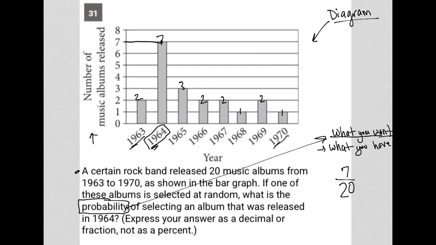The question says express your answer as a decimal or fraction, not as a percent. So I could very well express it as 7 over 20. If you wanted a decimal, just go on your calculator and type in 7 over 20, you get a decimal. And those two answers would be correct for this question.